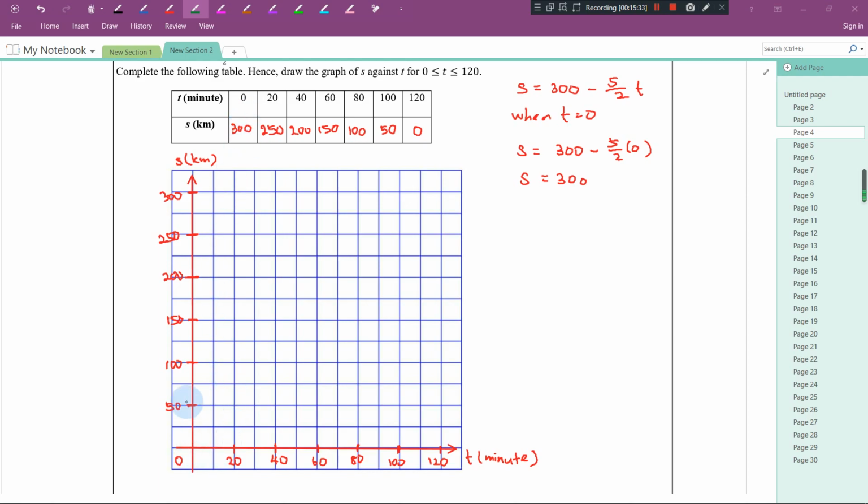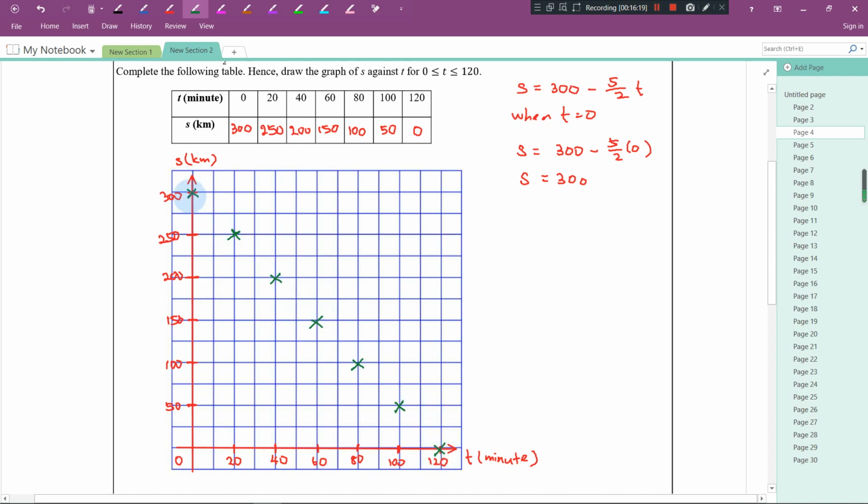0, 300. 0, 300 is over here. 20, 250. 20, 250 is over here. 40, 200. 60, 150. 80, 100. And the last one is 120, 0.